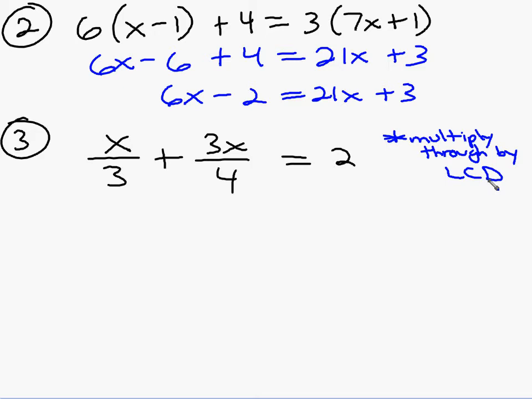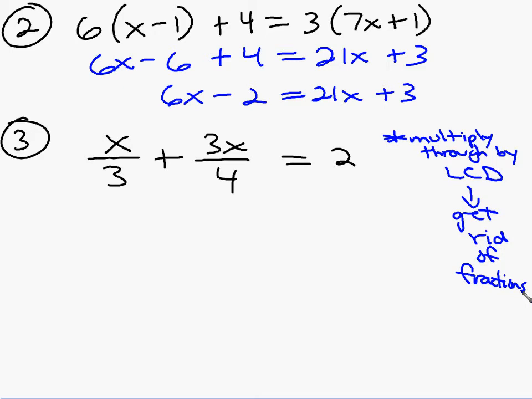Why do we do that? Because it will get rid of those fractions. Hallelujah. So what is the least common denominator of 3 and 4? 12. So watch what happens.